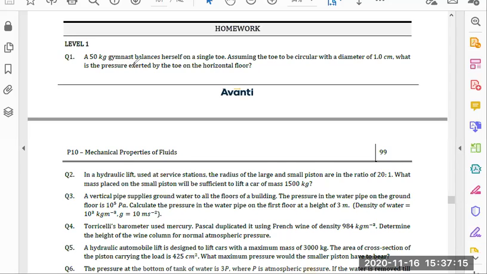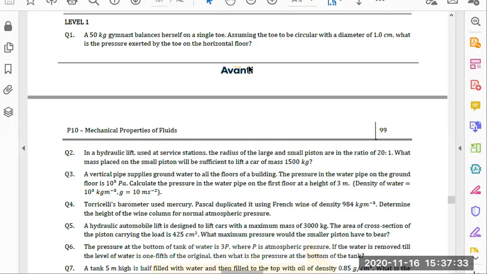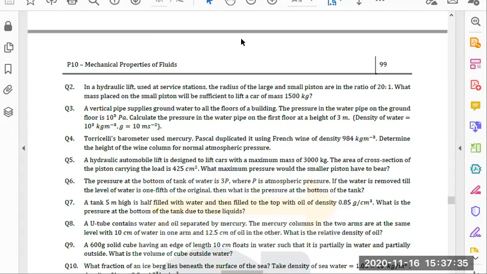A 50 kg gymnast balanced herself on a single toe. Assuming the toe to be circular with the given diameter, the area and force are given, so we can find the pressure. Easy, right? Now, question number two. Question number one is of boards level. These kinds of questions are boards level, basic formula putting.